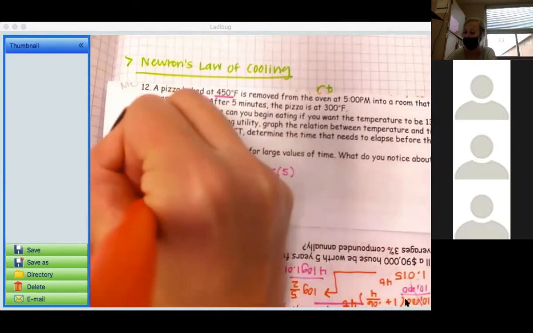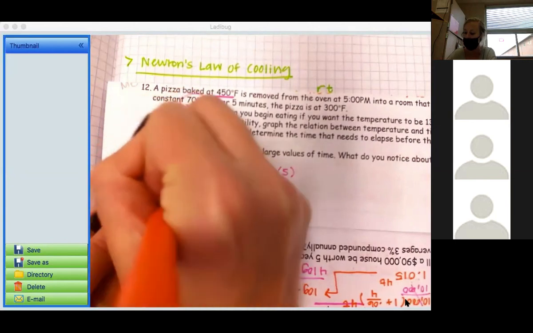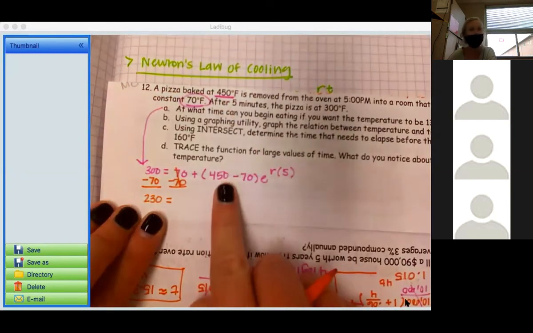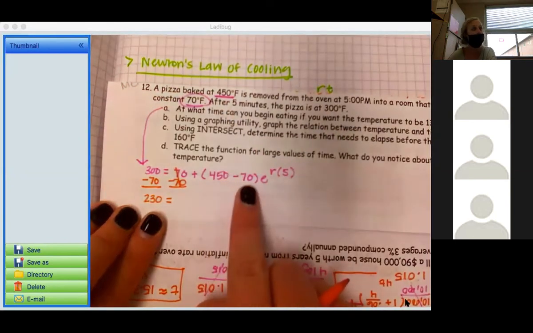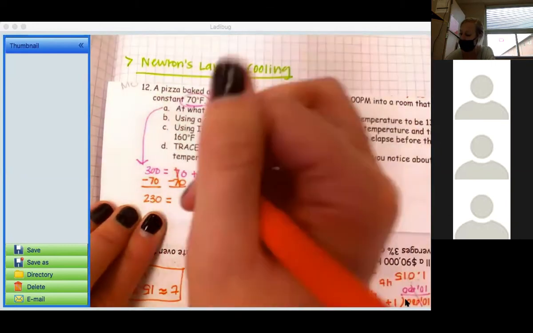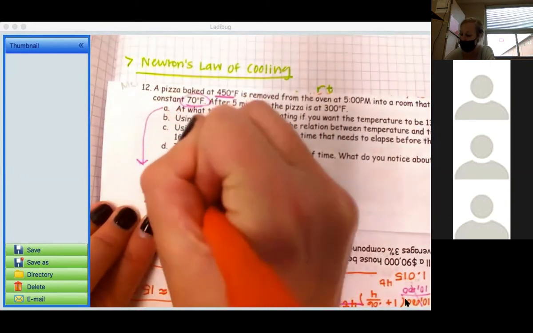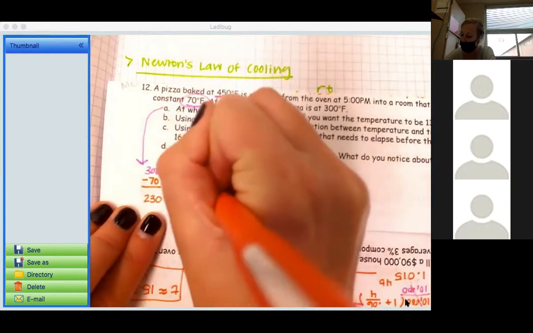So this is going to be 230 equals, and then are y'all fine if I do 450 minus 70? That should be 380, right? Y'all check my mental math because sometimes it is not great. And then I'm going to write 5R.